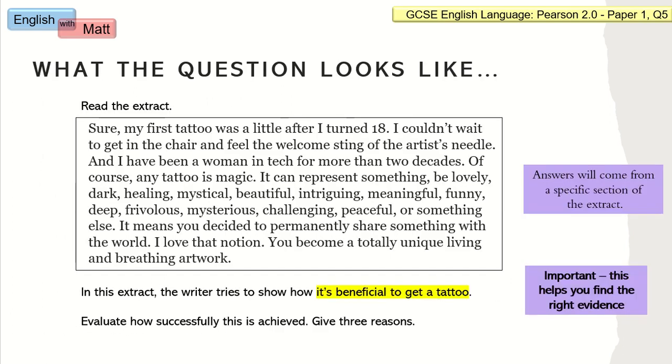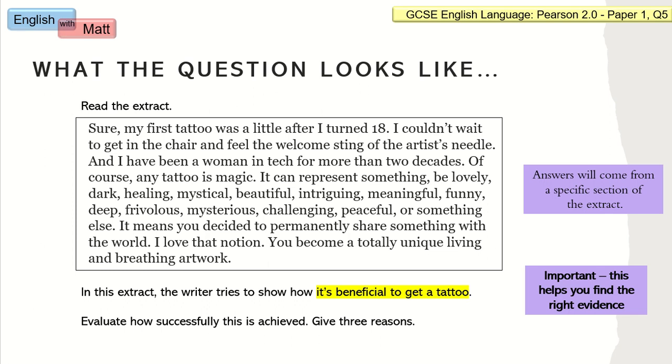So this is what the question will look like. It will have a box with all of the answers in it, and in that box there will be 3 bits of evidence that you could then refer to. The most important piece of information, though, before you even get to selecting evidence, is what the task is actually asking you to do. And that's what I've highlighted here in yellow. So in this extract, the writer tries to show how it's beneficial to get a tattoo. So that is the evidence that you're looking for, any evidence that suggests that it's beneficial to get a tattoo based on what the writer says.